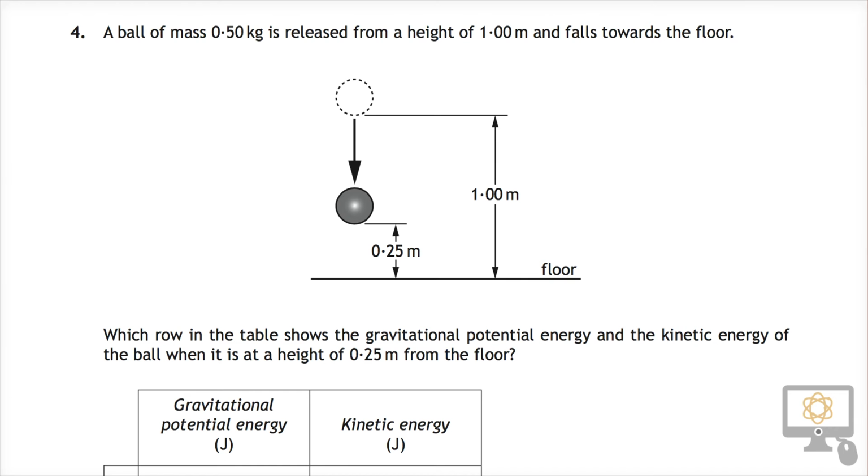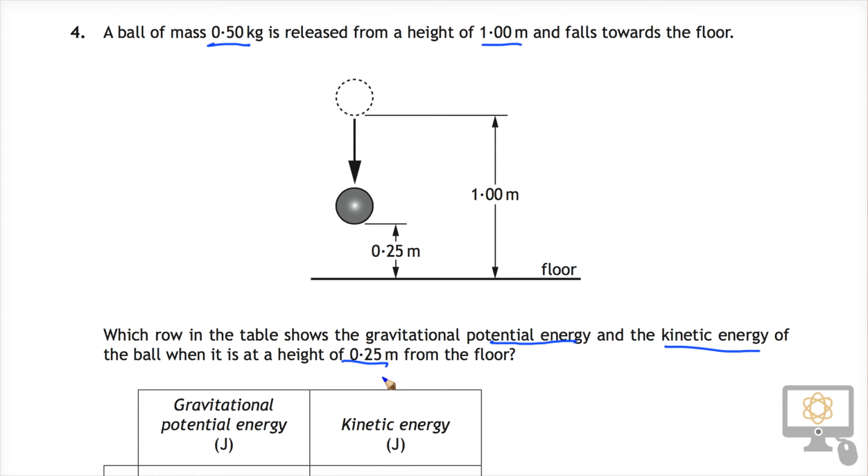So it says a ball of mass 0.5 kilograms is released from a height of 1 meter and falls towards the floor. We can see that very clearly here. It's falling toward the floor. Which row in the table shows the gravitational potential energy, and the kinetic energy, when it is at a height of 25 centimeters or 0.25 meters from the floor?